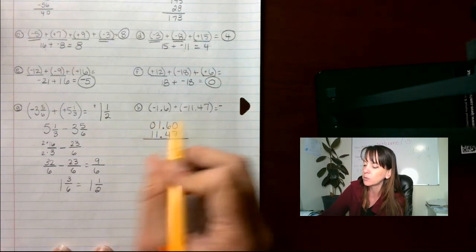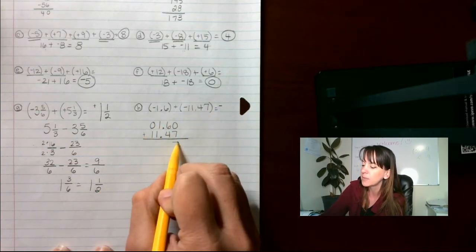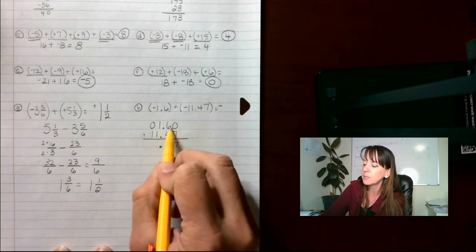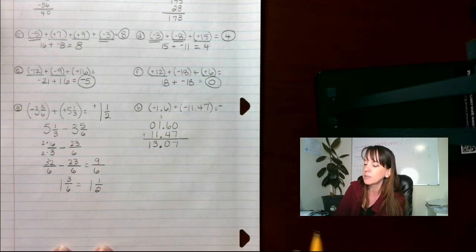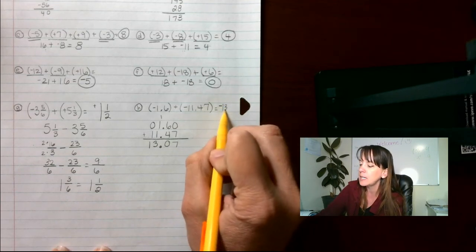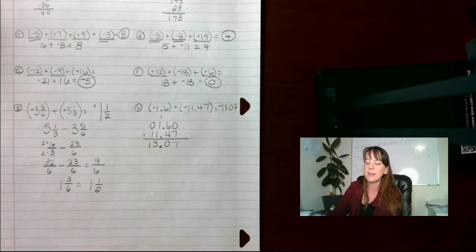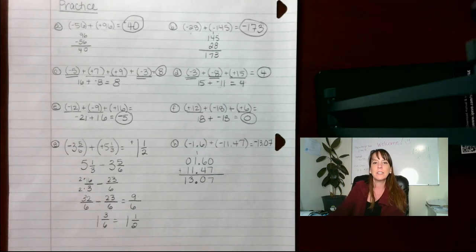I'm going to throw some placeholders in here just to make life a little nicer. So there's 7, bring down my decimal. That's going to be 10, carry the 1, 3, and so that's 13. So negative 13.07. All right, guys. Now, those are your answers.